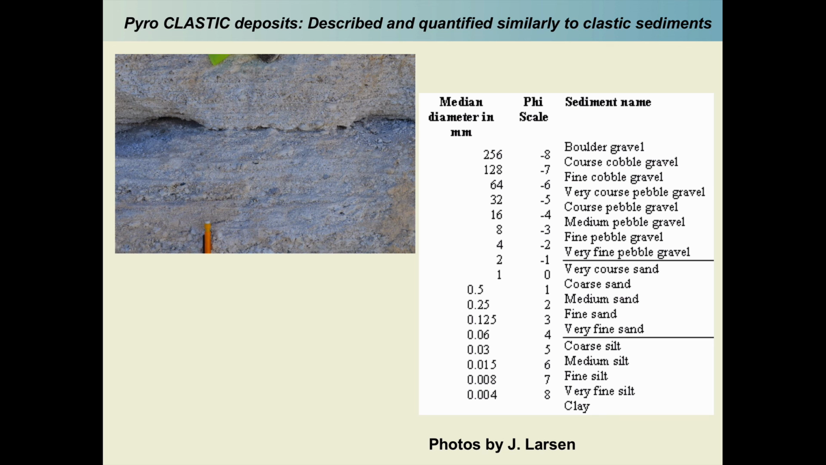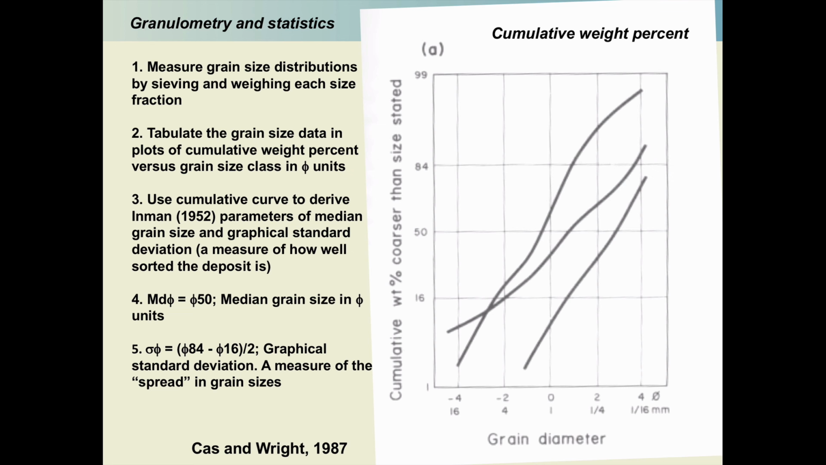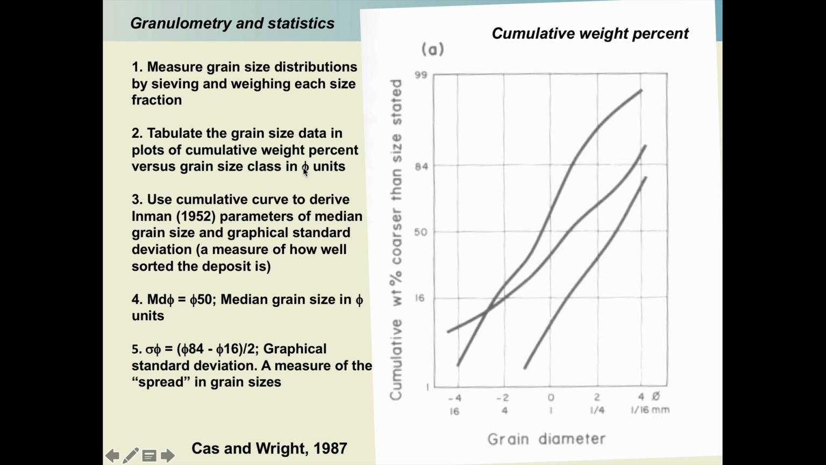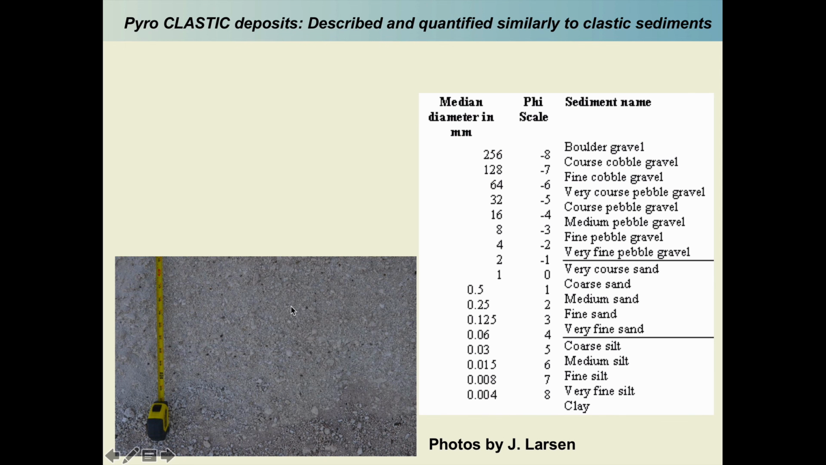Okay, so I have these different photos flashing up here. These basically show coarser grain sizes up here, which would have a smaller phi scale size, and they show finer grain size deposits at the base, which would have a larger phi scale size.